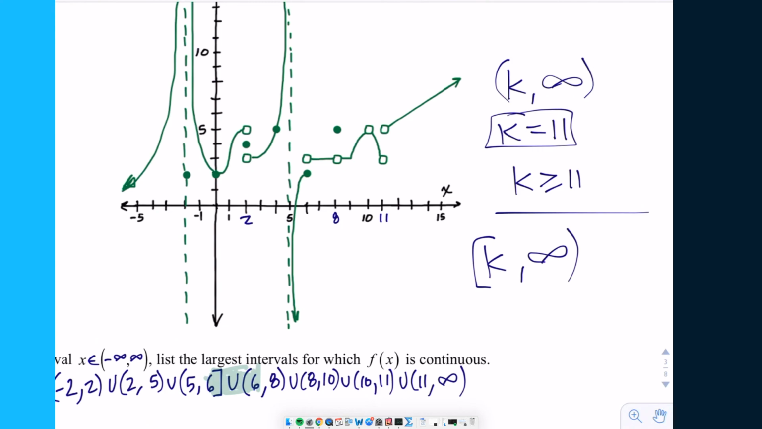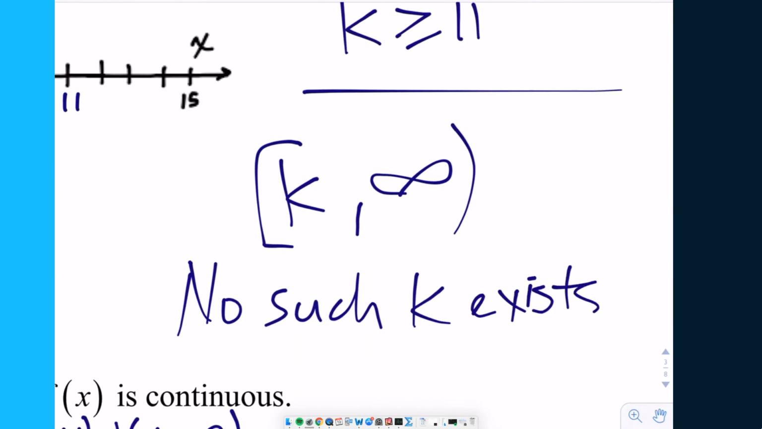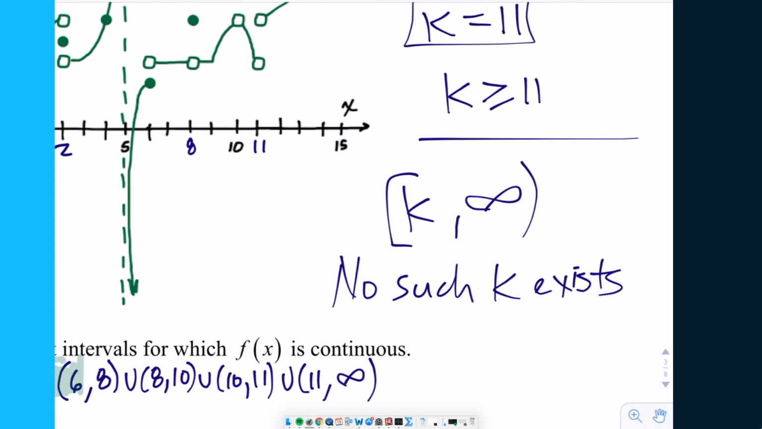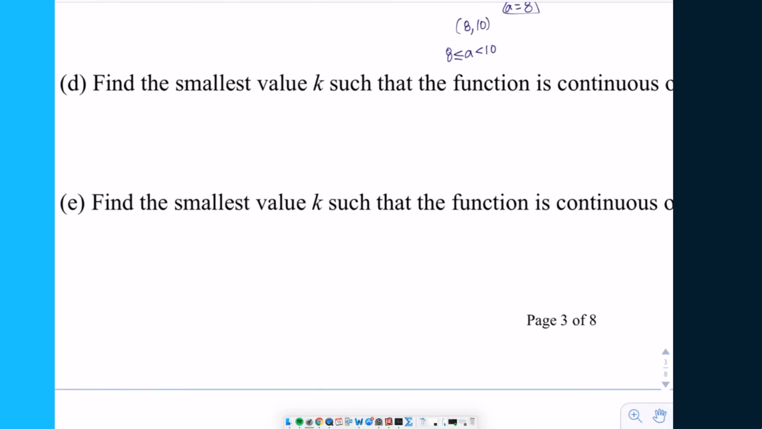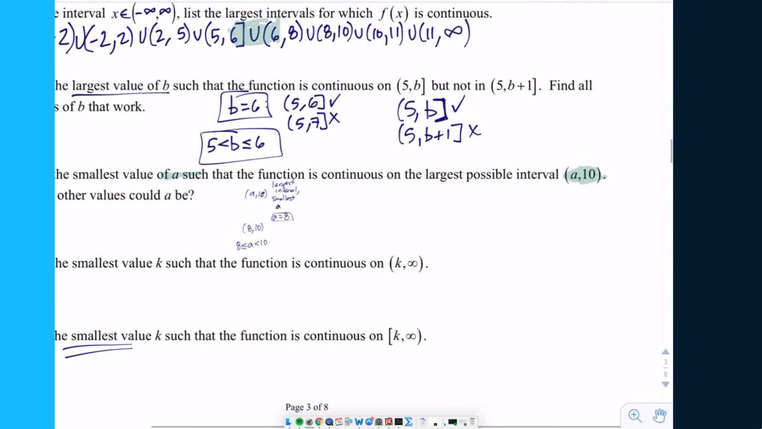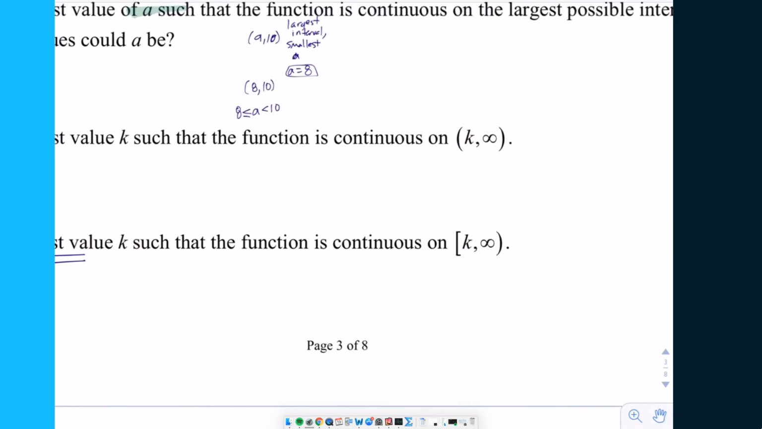There is none. So what can we say? No such k exists. And if this were a multiple choice question, then of course that would be one of the answers. You'd have A, B, and C being actual numbers, and then choice D would be no such value of k exists. So it's an option you have. That is the answer. There is no smallest k, and that's what it said, smallest k. There are infinitely many values of k that work, but there is no smallest value, like there was above.